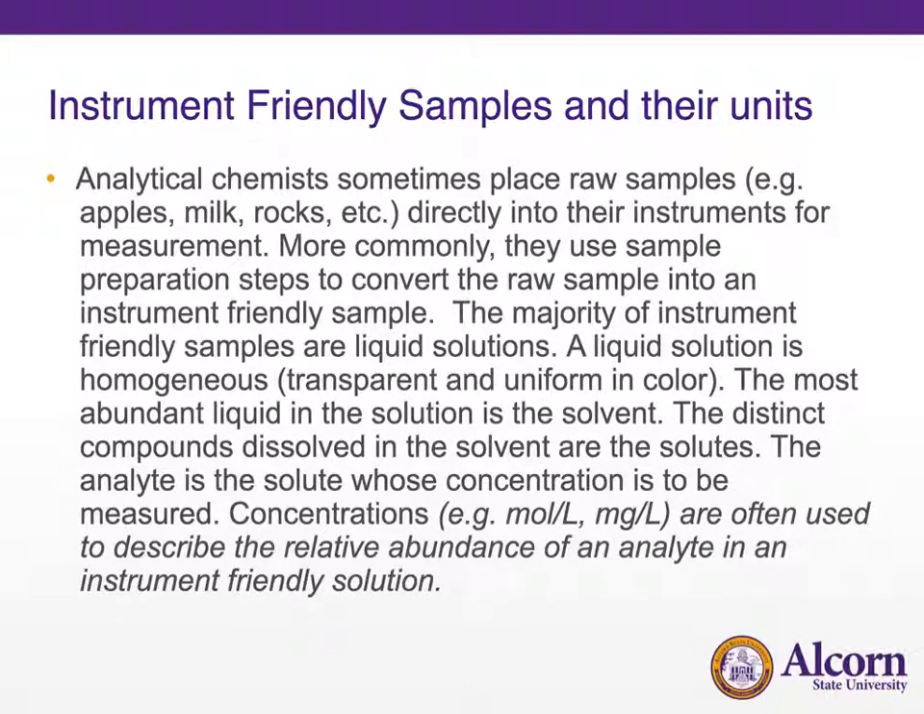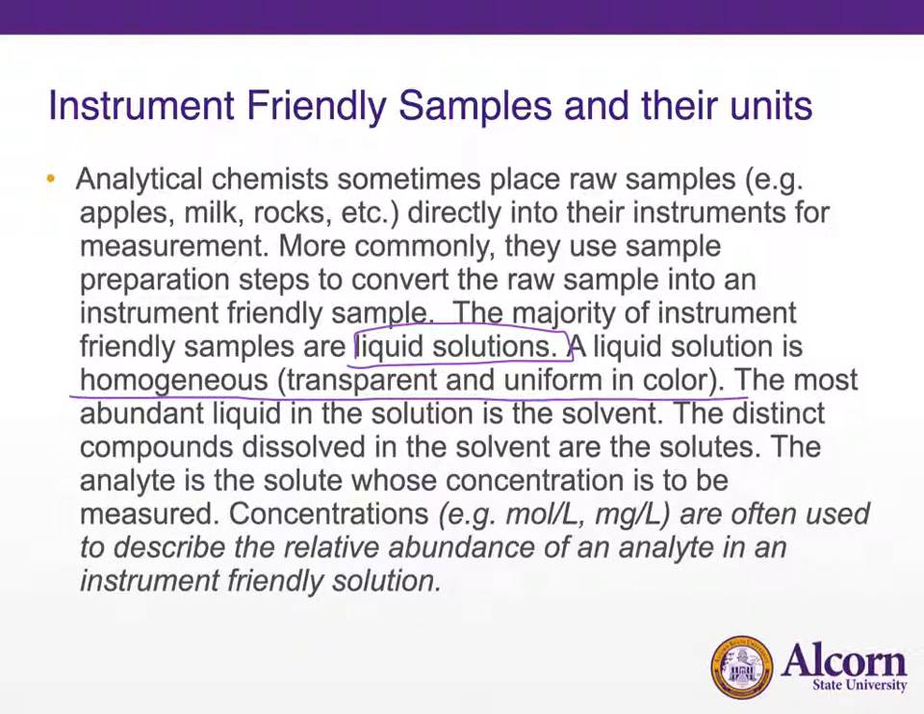But more often, it's not very convenient or practical for a chemist to be able to do that because the sample will require processing. So a lot of times we want to turn our samples into liquid solutions in order that we can process them, in order that we can analyze them more easily. So this liquid solution would be in the form of a homogeneous mixture that is transparent and uniform in color, uniform throughout.